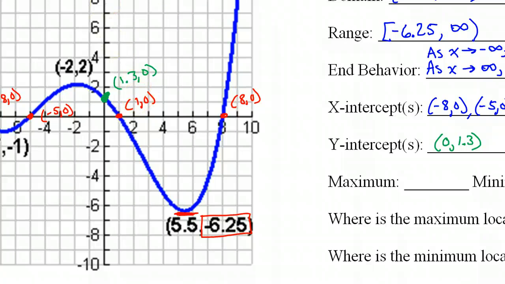Whoa, I messed up the order when I wrote it down, didn't I? Yeah, yeah. A little embarrassing. Okay, yeah, it's on the y-axis, so we're talking 0 comma 1.3. Get it right, Burton, get it right.